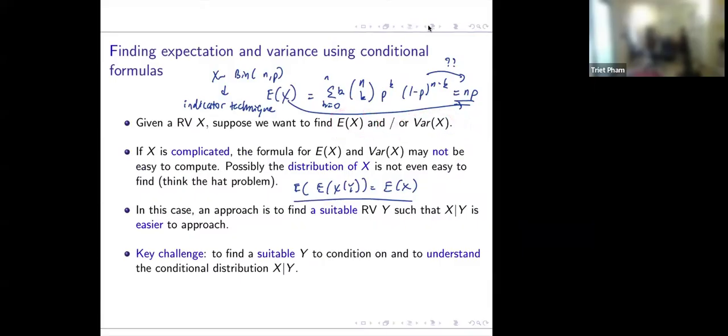You can always use a definition. But the definition calculations could be complicated or tedious, or it's not obvious that they will yield a simplified answer. So the definitions, while always valid, may be computationally intractable.